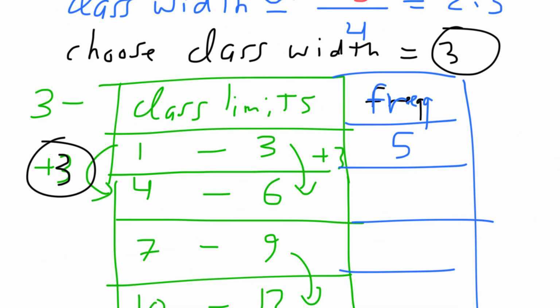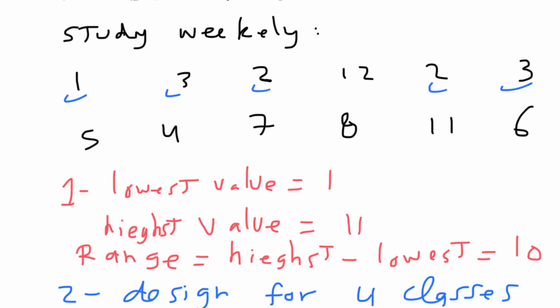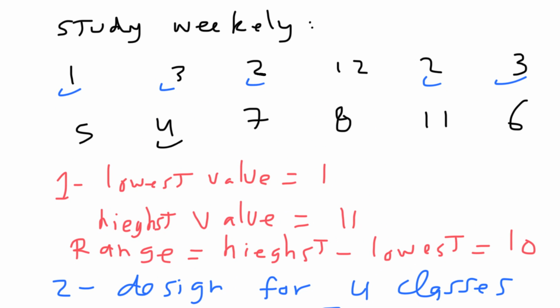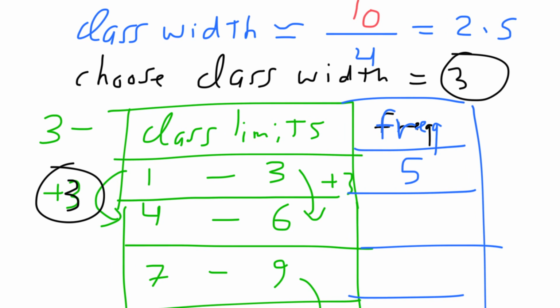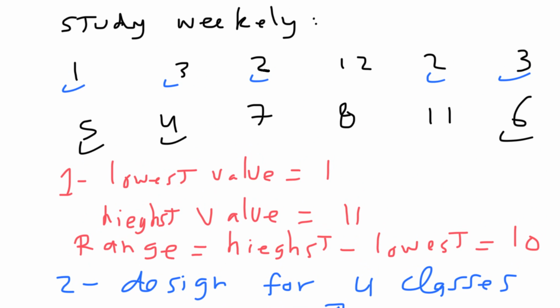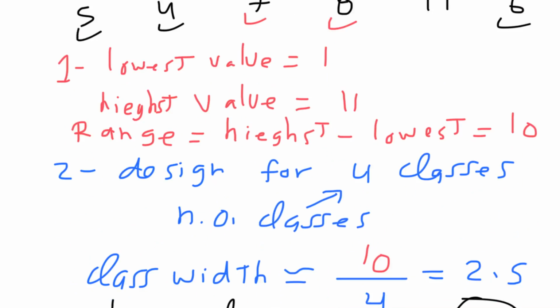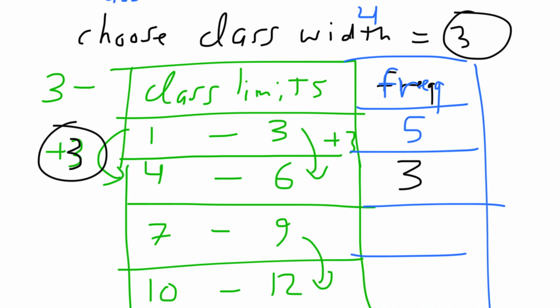Now from 4 to 6, how many students? So let's look at from 4 to 6. I have, this is 4, 5, and 6. So I have 3 values from 4 to 6. So I have to go right here 3. And from 7 to 9, it will be, this is 7 and the 8, only 2 values. So I have here 2.